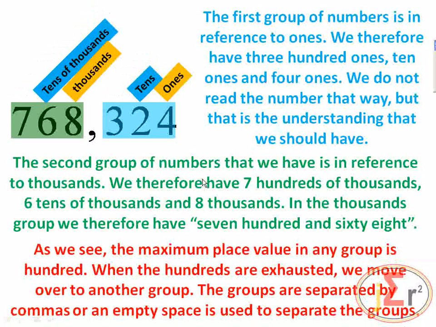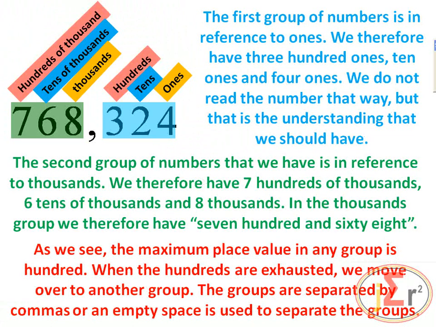As we see, the maximum place value in any group is what? 100. When the hundreds are exhausted, we move over to another group. The groups are separated by commas, or an empty space is used to separate the groups.